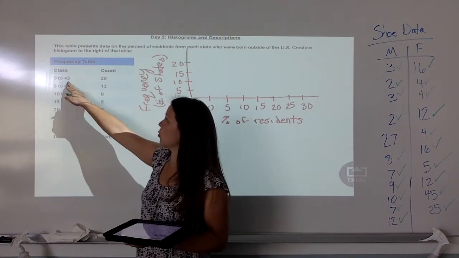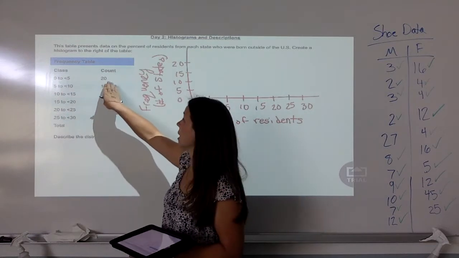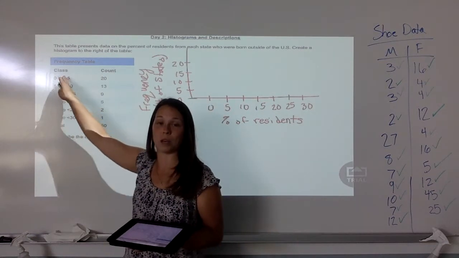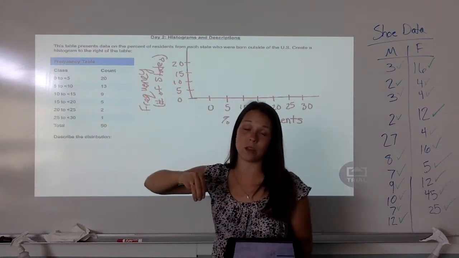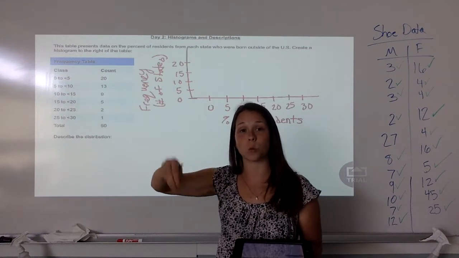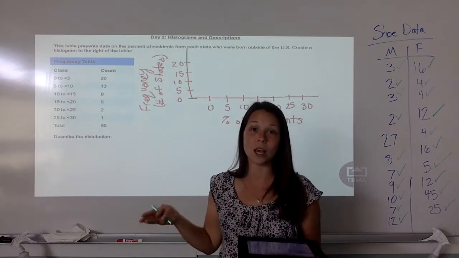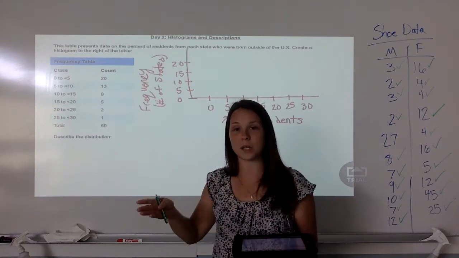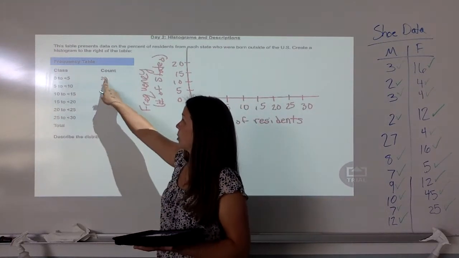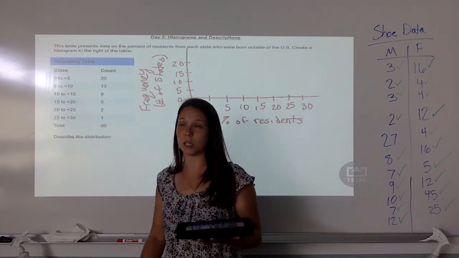So 0 up to 5%, 20 states fall within that grouping. We don't know how many states within that grouping are at 0% or 1% or 2% or 3% or 4% or any decimal in between, but we know from 0 up until 4%, there's 20 states that fall within that percentage grouping.